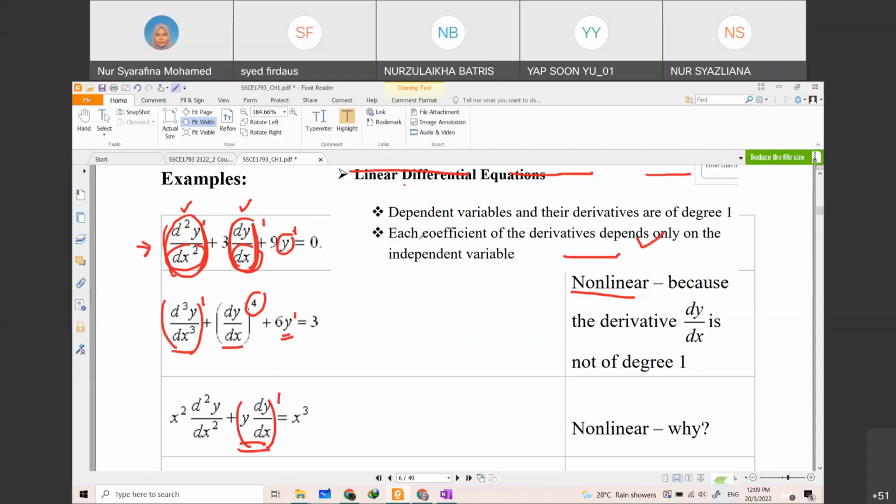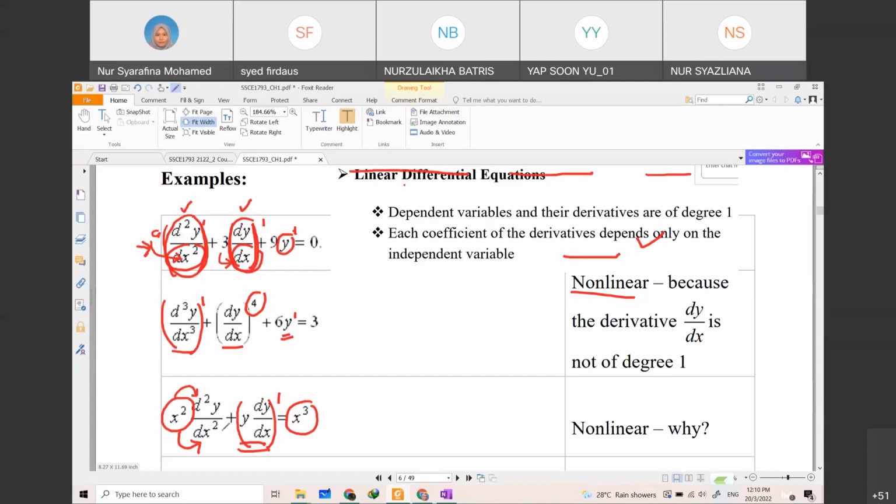And then the second item: each coefficient of the derivative depends only on the independent variable. So the coefficient for this one, let's say we have a constant coefficient, depends on x. But here we have another variable x, the same as the independent variable. So this x squared is the coefficient of this d squared y over dx squared, and this coefficient does not depend only on the independent variable because it stands alone here.